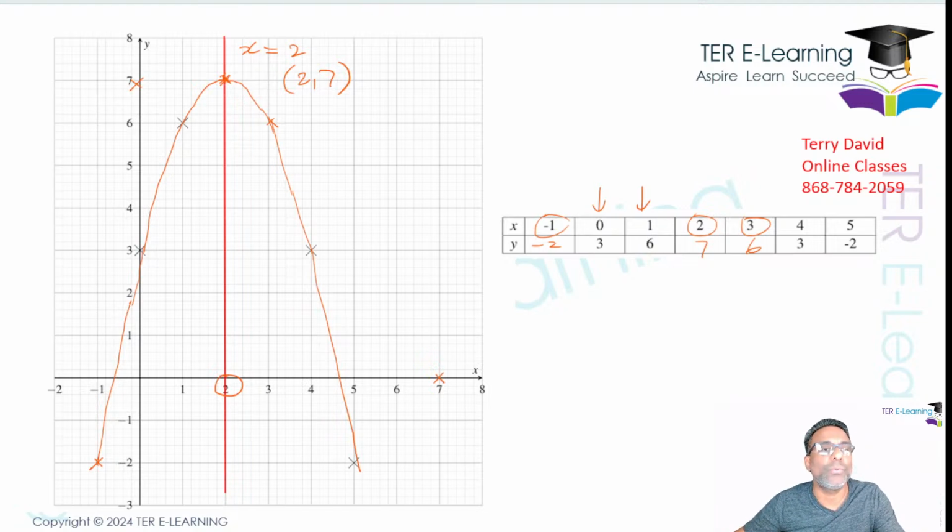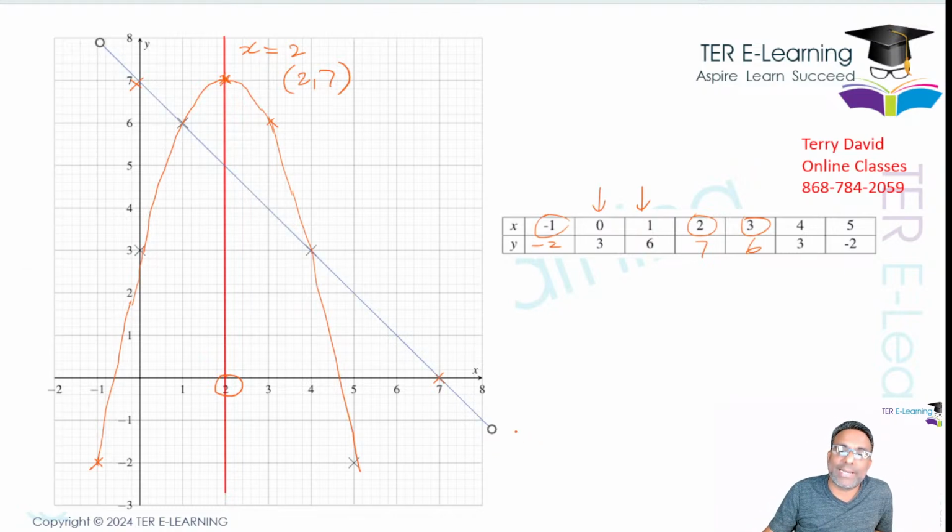So what we're going to do, we're going to draw using your ruler, right? You're going to draw a straight line passing through (7, 0) and this point here. Right? So that's the line they're talking about here. This is x plus y is equal to 7, right?